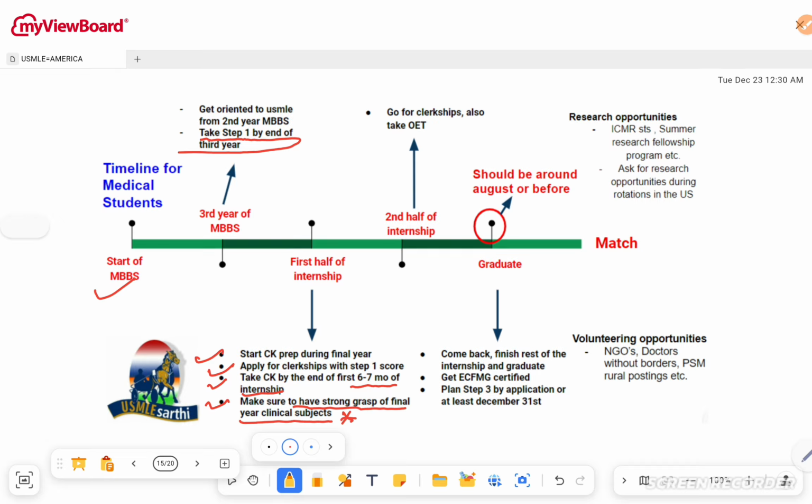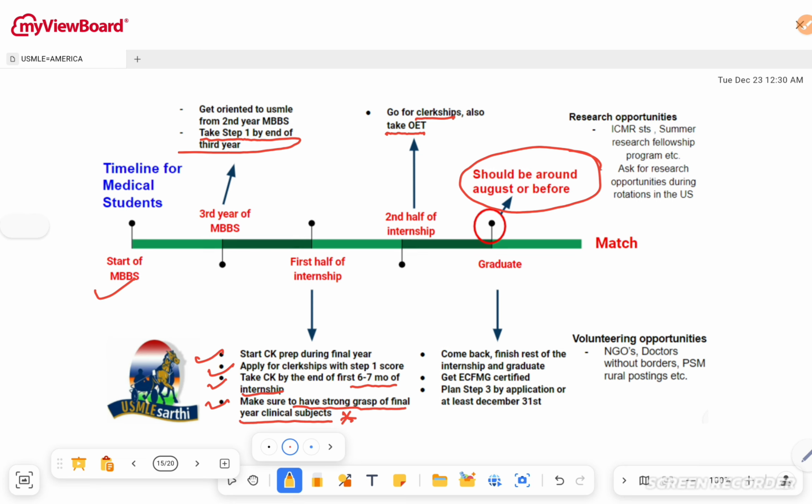During the second half of the internship, we can go for clerkships, electives, and observerships in America to have clinical exposure in the hospitals of America. Meanwhile, we can also give the Occupational English Test. It's essential to prepare to go for the match residency, and it depends on the individual which months should be preferred, after the internship or during the internship. Mostly people go for August.